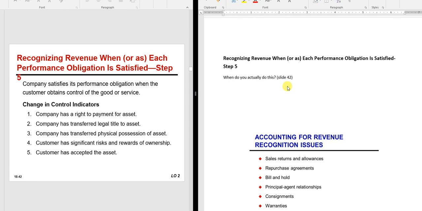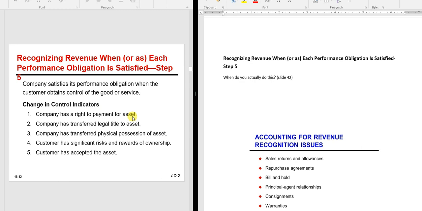So recognizing revenue, the company satisfies its performance obligation when the customer obtains control of the goods or service. So notice at November 1st, I turned it over to them, and at the end of the year, I'd done 2 months of the training, and the next year I did 10 months of the training. So here are some change in control indicators. The company has a right to payment for an asset.